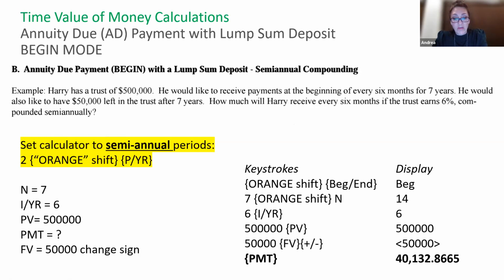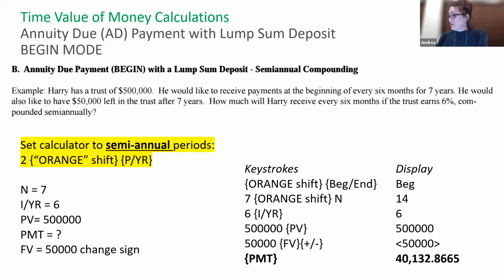Now, the present value today is $500,000, which is going to be your present value. But he also wants to have 50,000 left. That's going to be the future value. Remember, since you cannot have two positives, present value and future value, you're going to enter that $50,000 in as a negative. Then he wants to know what's the payment that he can receive. With all of those variables input, you're going to solve for payment, which is $40,132.